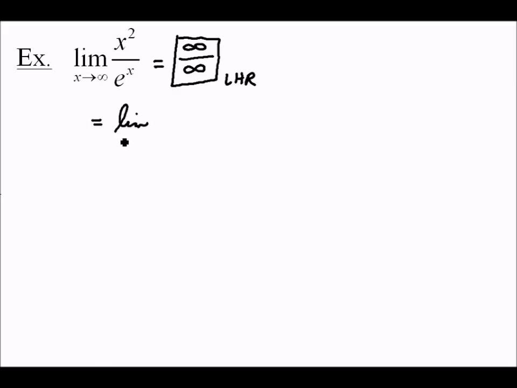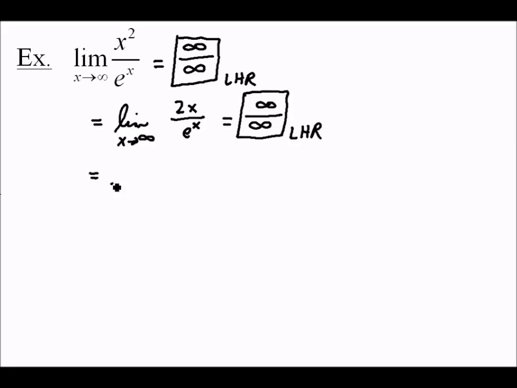We take the derivative of the top, take the derivative of the bottom, again, not the quotient rule, treating top and bottom as separate functions. Simplify if you can, but really there's nothing to simplify here. Evaluate again. Once again, plug in the top. 2 times infinity is still infinite. E to the infinity power is still infinite. Oh look, L'Hopital's rule applies once again. Do this one more time.